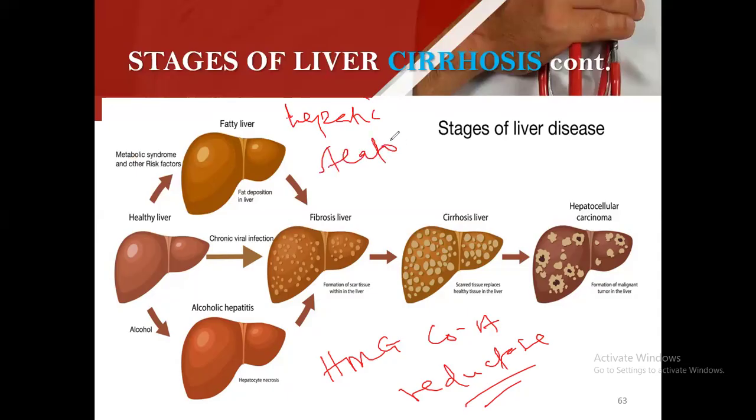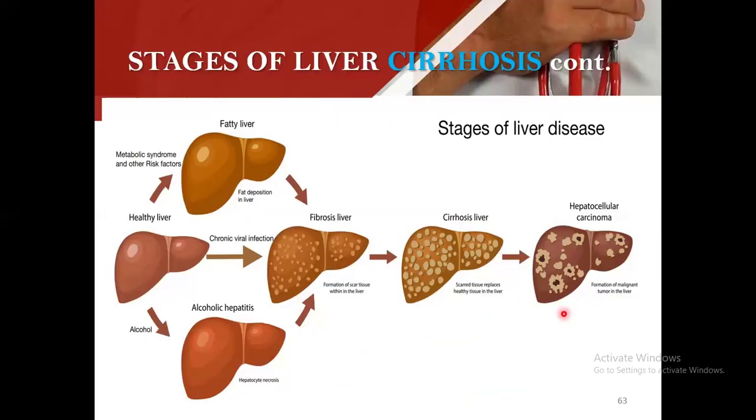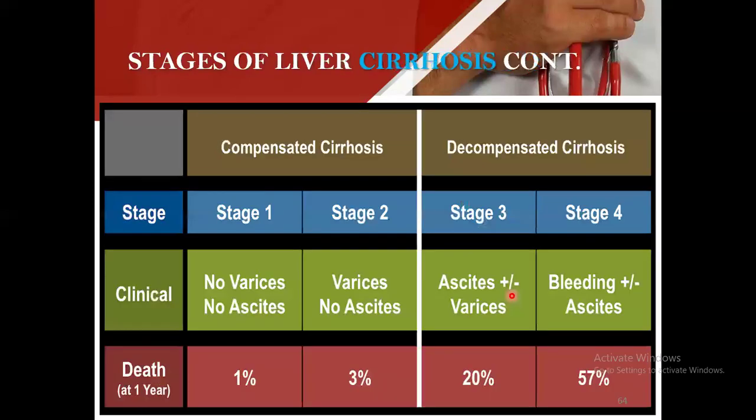Hepatic steatosis. That is accumulation of fat, excessive fat in the liver. All right, so these are the stages. This is the cycle for liver cirrhosis.